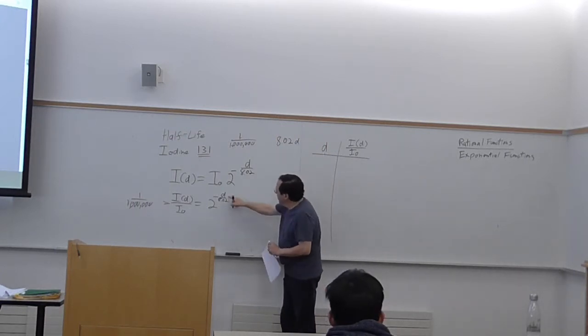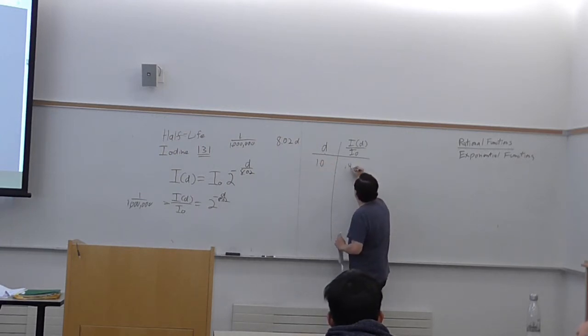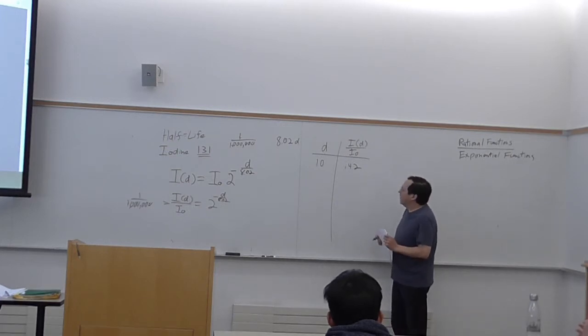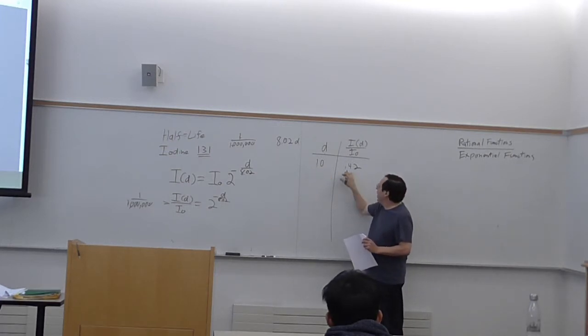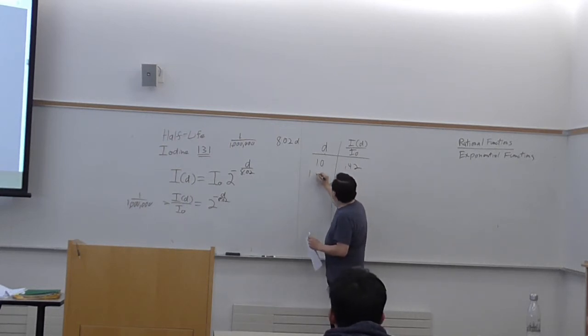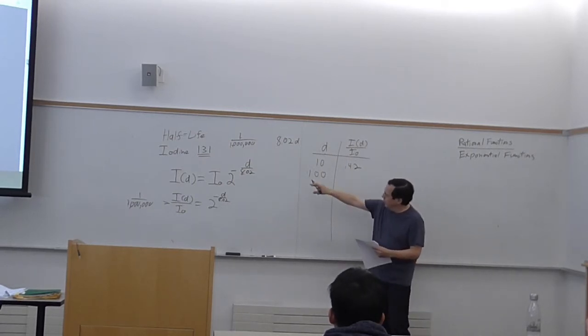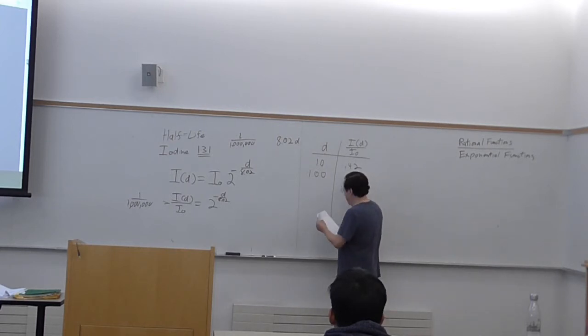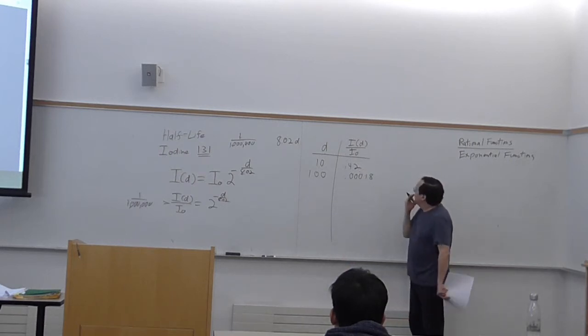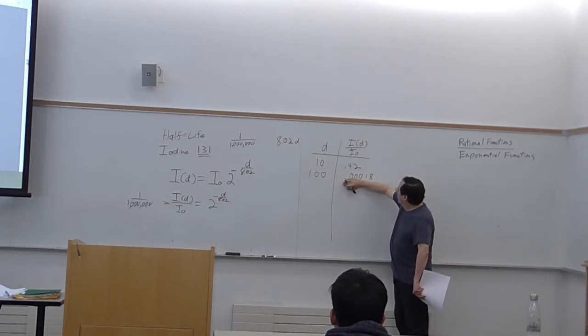So if I plug in for days 10, I get 0.42. Okay, that makes sense. Like 8 days would be half, so a little bit more, 0.42. And I go, okay, how about let's try 100 days. So again, if you plug this in here, you'll find that's 0.00018. I mean, 0.018% at that point.